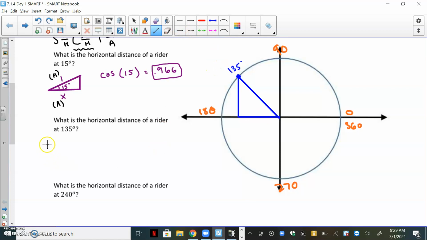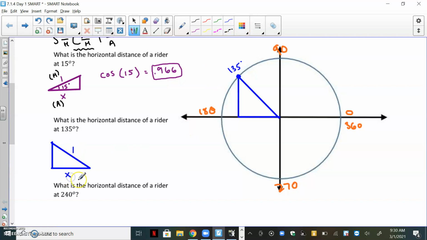All right, so now let's think about what we know about this triangle. We know the hypotenuse is 1 still. So we'll put a 1 there. And we know we're looking for this base x. We're always looking for the base with horizontal distance.